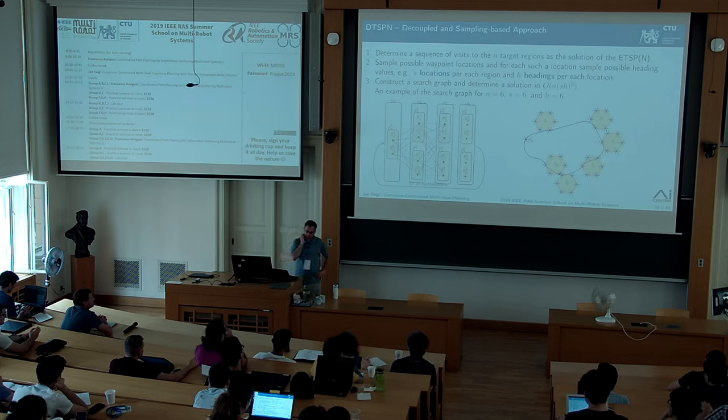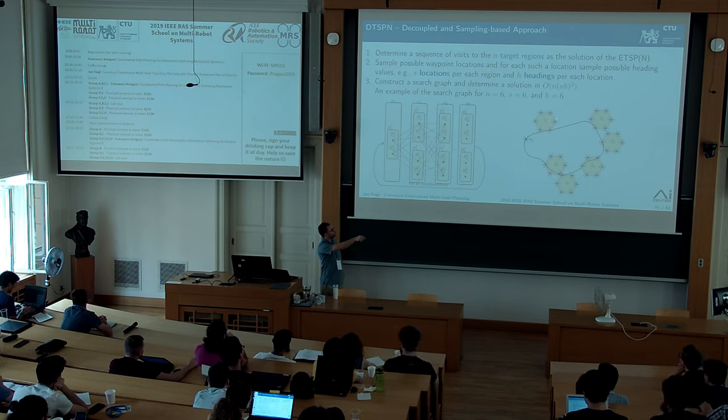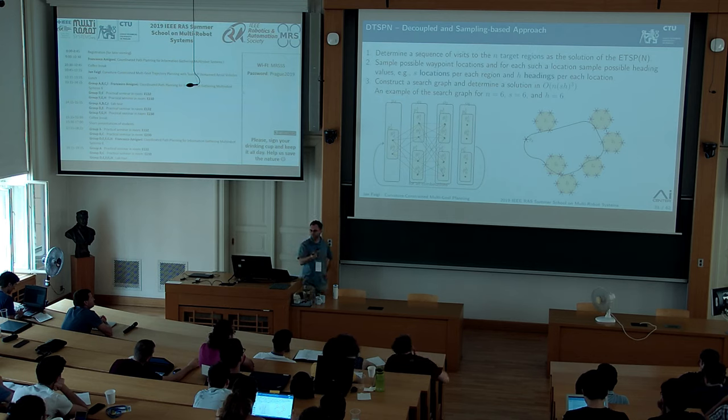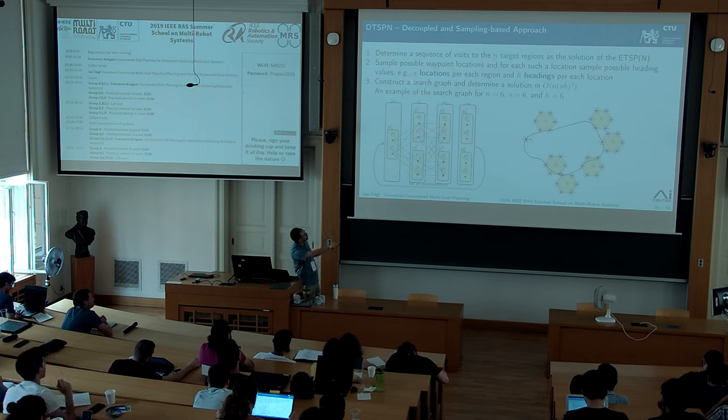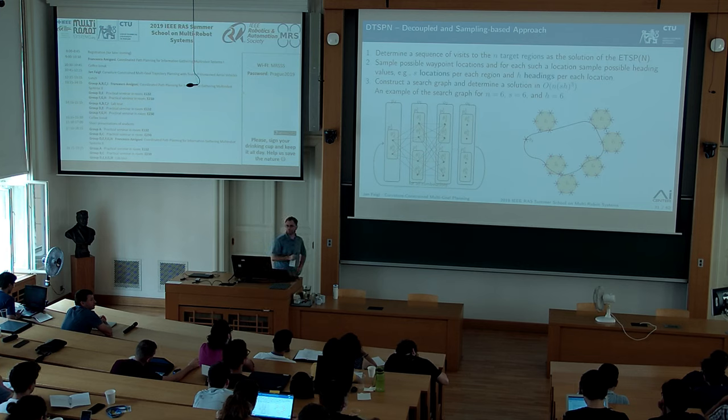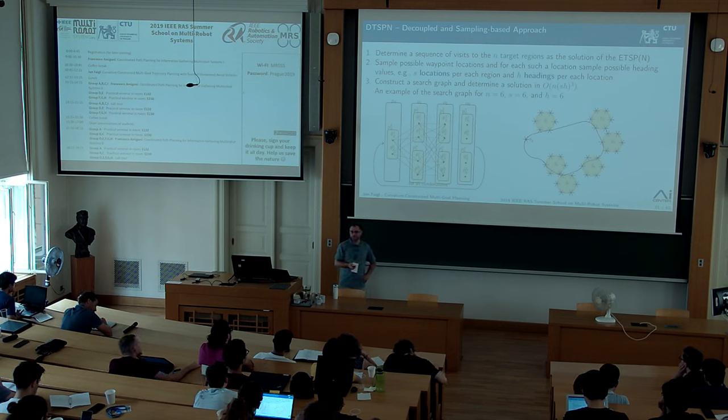So, sampling based. You can choose arbitrary sampling, but it maybe makes sense to sample just the border, right? At least some point should pass the border of the regions. So you can simplify it. And here, we have S locations, for example, 6. So we have 6 locations. And for each location, we need to sample the headings to really discretize the problem. And we have the same graph. Oh, it's not the same, it's a little bit larger, but the principle is the same.